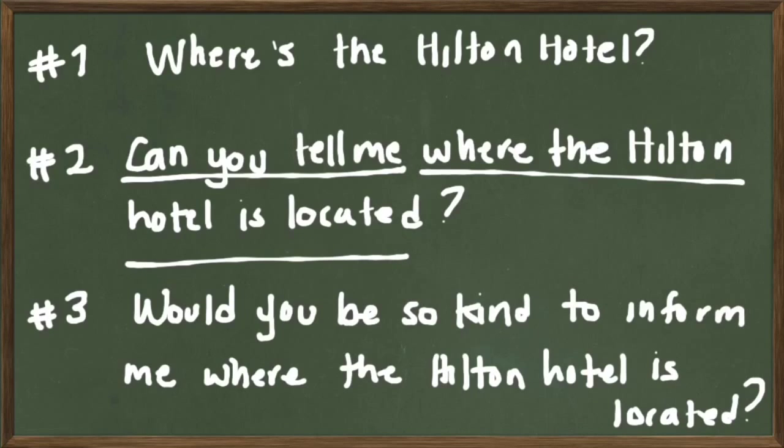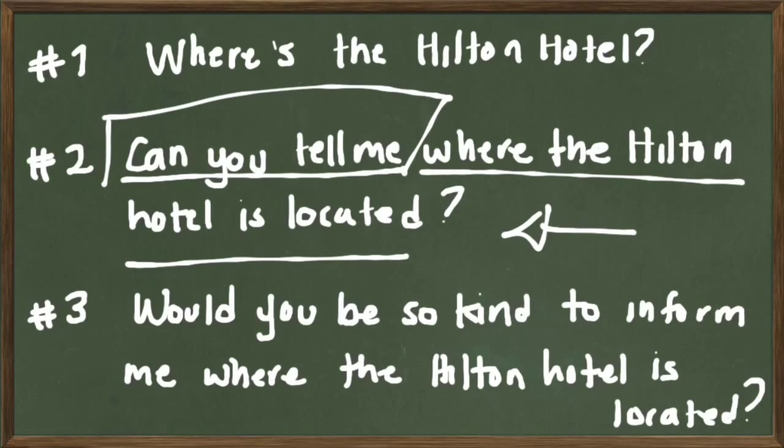In another lesson, we will learn how this changes here, where the Hilton Hotel is located. You can see there is no question formula here. The question formula is right here. Can you tell me? But we're not going to overanalyze this right now. The last example would be very polite. Maybe you would not need to use it, but you can. Would you be so kind to inform me where the Hilton Hotel is located? So notice the longer the question, the more formal it is.